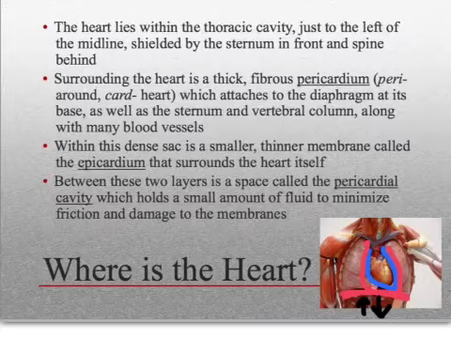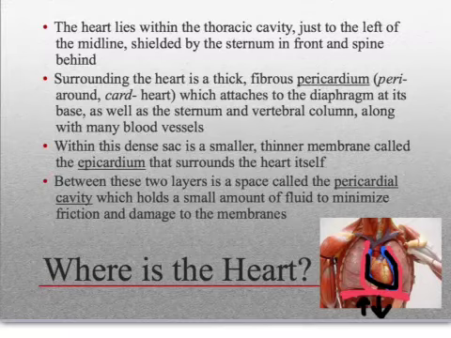It also attaches to your spinal column at the back, which you can't really see in this picture, and it is filled with blood vessels and a small bit of fluid, which we'll talk about here in just a second. Inside of the pericardium is another thinner membrane that lays right over the heart itself. So when we dissect our heart, you'll see this is called the epicardium, a really thin layer, sort of like the dura on the brain. It's very thin and protective, and it surrounds the heart muscle itself.